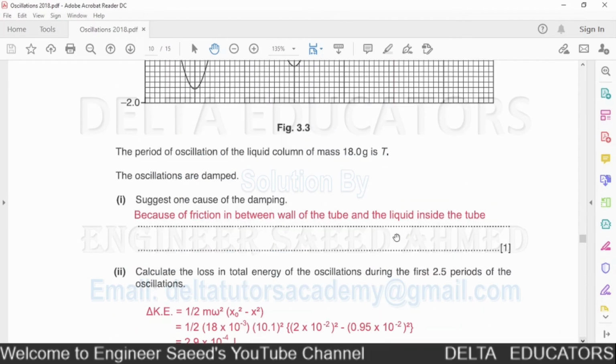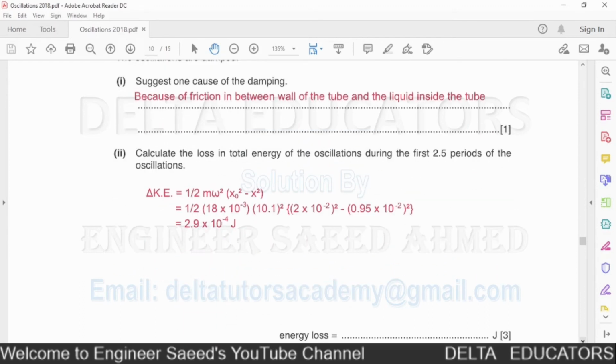So here we can say because of friction in between the wall of the tube and the liquid inside the tube. Next part: calculate the loss in total energy of the oscillation during the first 2.5 periods of the oscillations. Here we have to find out the loss in total energy, meaning we have to find out the change in energy.